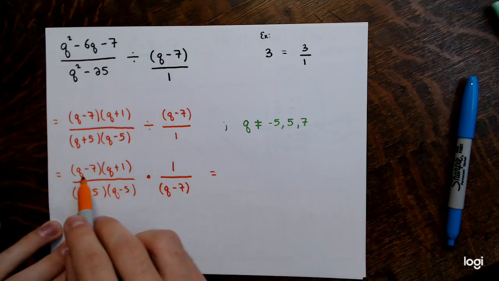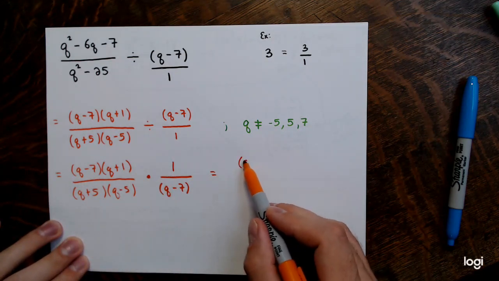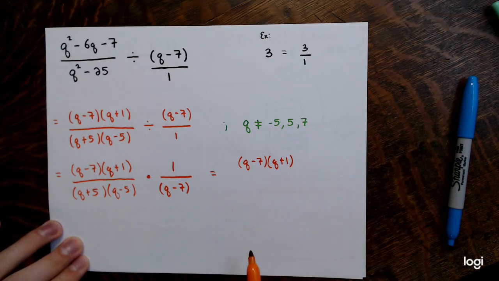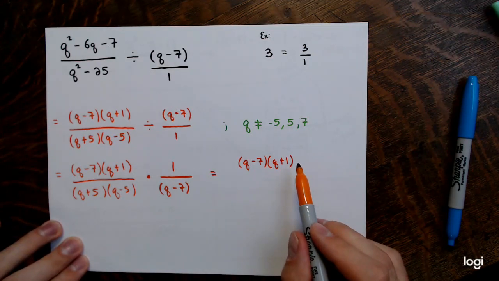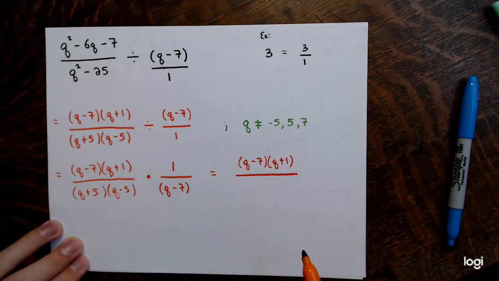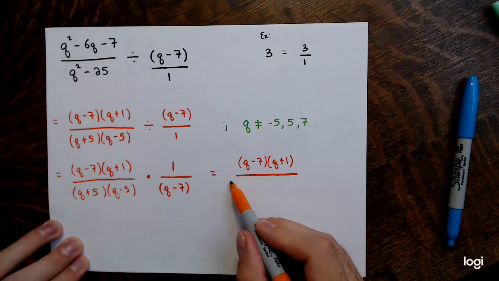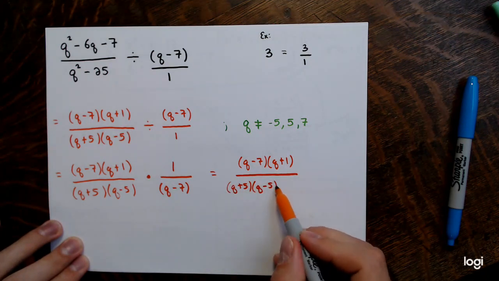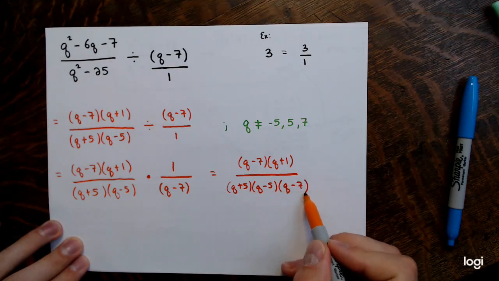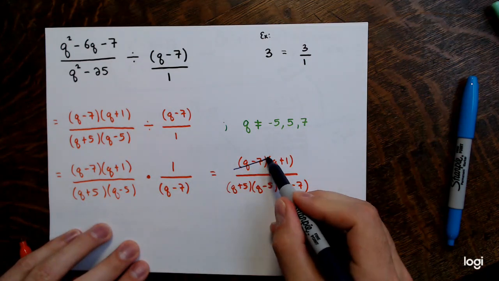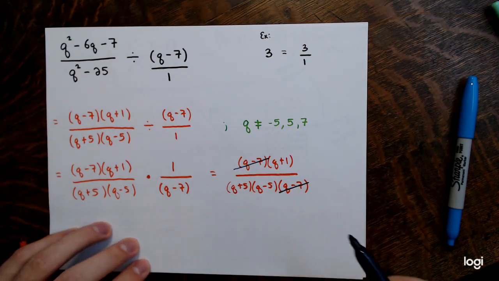Alright, and then multiplying the numerators, it's simply q minus 7 times q plus 1, times 1. But there's really no reason to write times 1, because that doesn't do anything. You get the same value. And then the denominator has the factors q plus 5 times q minus 5 times q minus 7. Alright, and then common factors here, really only seeing the q minus 7, q minus 7.